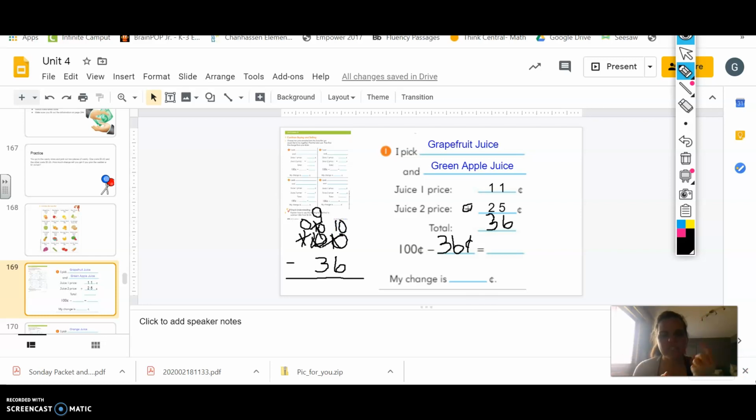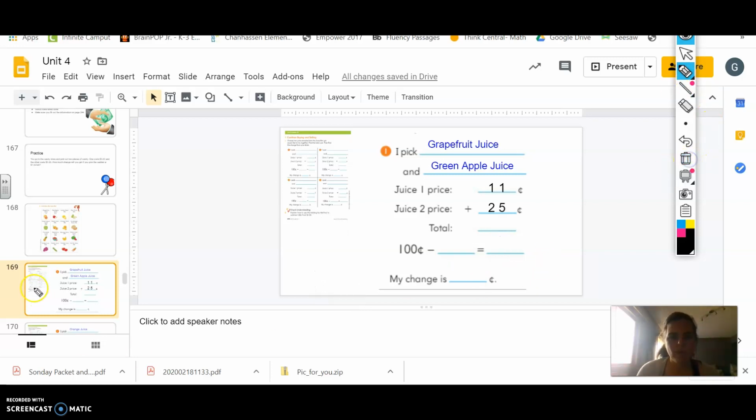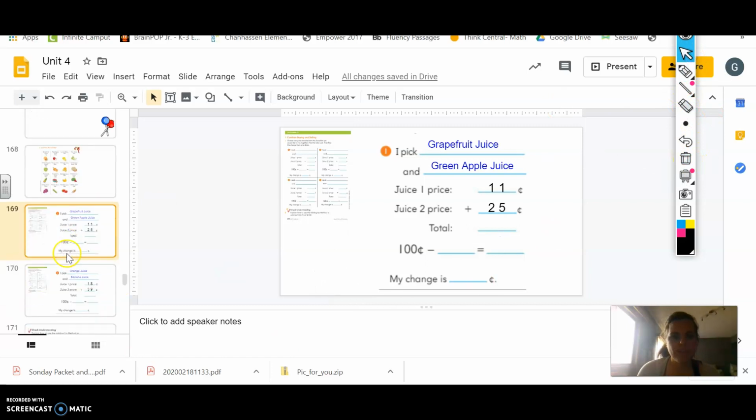Ready? 6, 7, 8, 9, 10. I get 4. 9 minus 3, 3, 4, 5, 6, 7, 8, 9, and I get 6. 0 minus 0 is just 0. I add my cent sign, then I need to plug it in my 2 spots, 64 cents, and then 64 cents is my change.